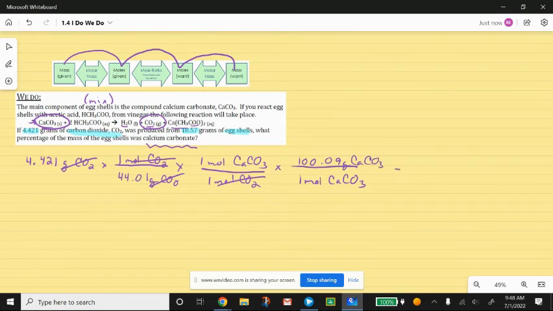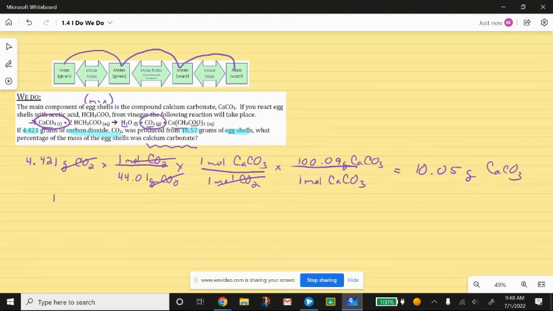CaCO3. So that tells us that in the 10.57 grams of eggshell, we have 10.05 grams of calcium carbonate. Once we have that, finding the percent mass is easy.